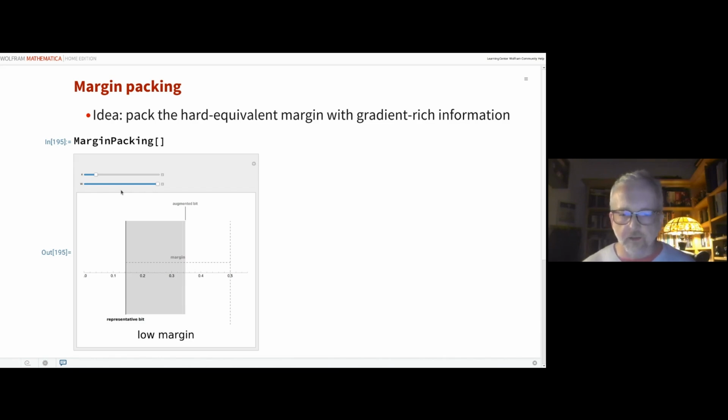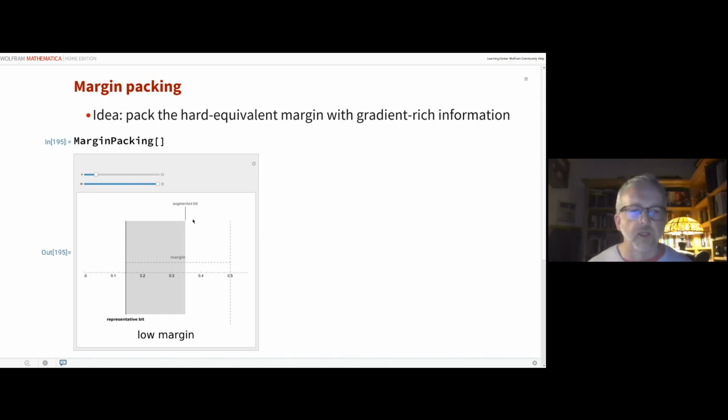So the next thing to notice is that there's always a margin between this representative bit and the hard threshold at 0.5. And any output values within this margin are guaranteed to be hard equivalent to logical and. So actually we have some wiggle room. We don't have to choose the representative bit. We can pick anything within this margin and still be hard equivalent. And so we can pack that margin with gradient rich information.